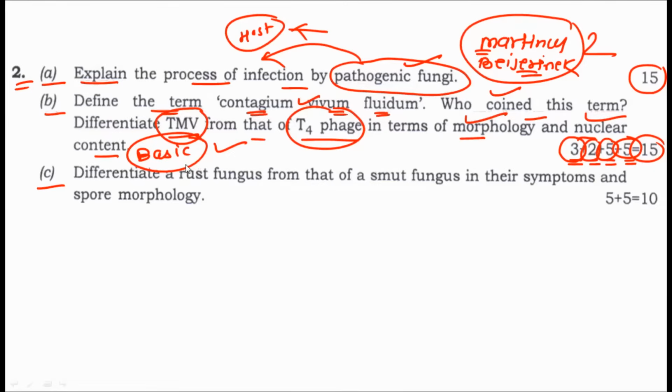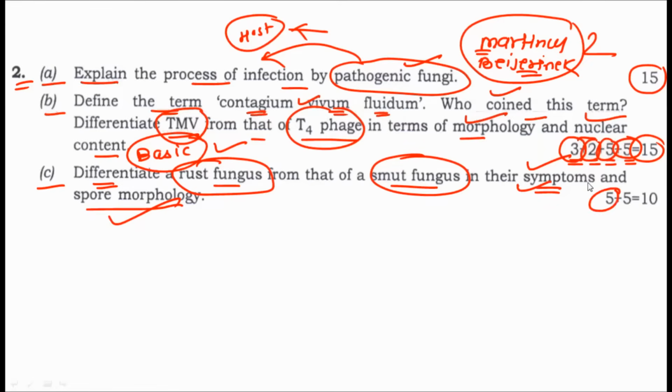If you just go through the basics, you will find that there is a very easy method to create answers for these particular questions. The third sub question is: differentiate a rust fungus from the smut fungus in their symptoms and spore morphology. For explaining the symptoms, you will get 5 marks, and for explaining the spore morphology, you will get the remaining 5 marks, making a total of 10 marks. That is a total of 40 marks.